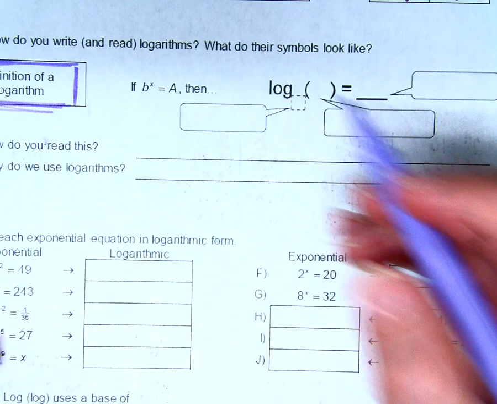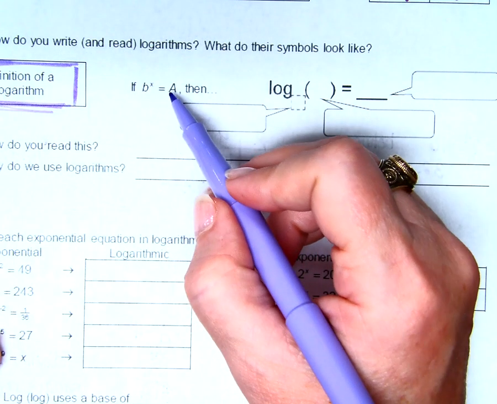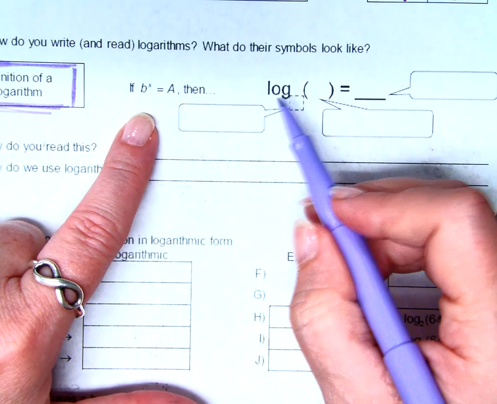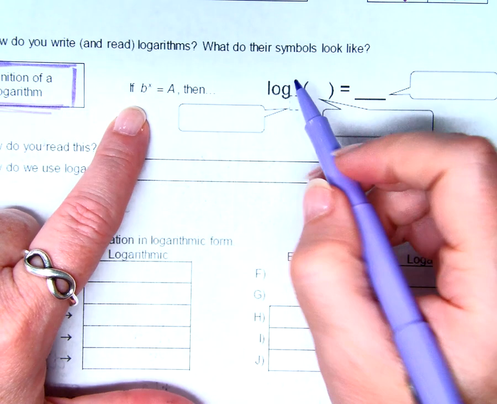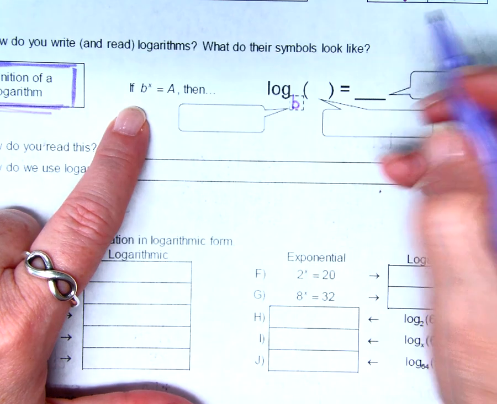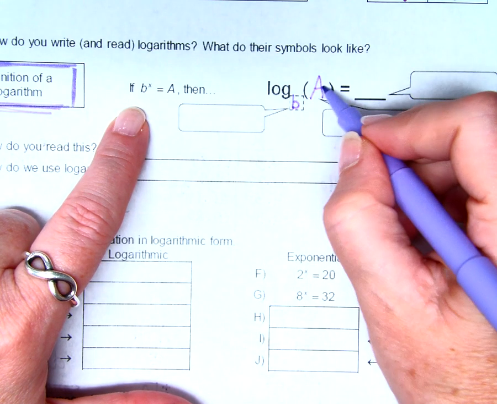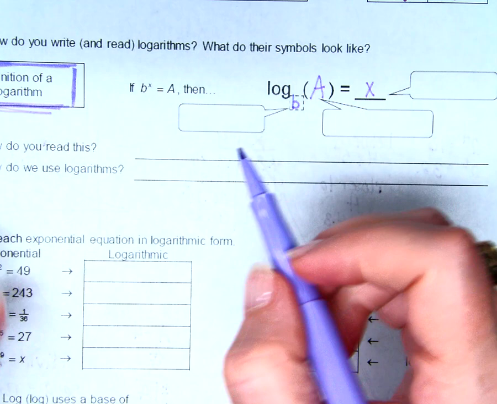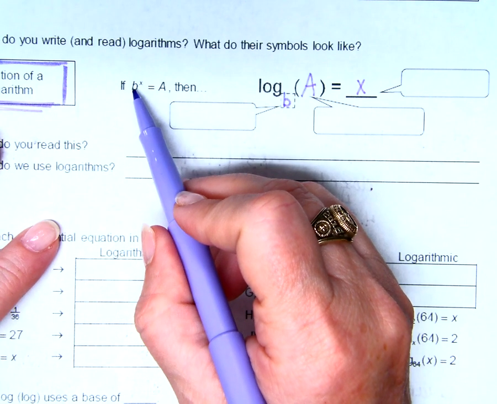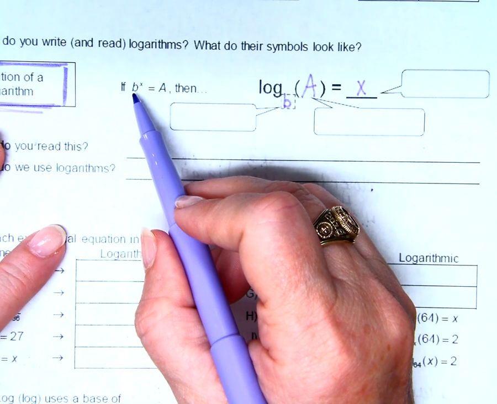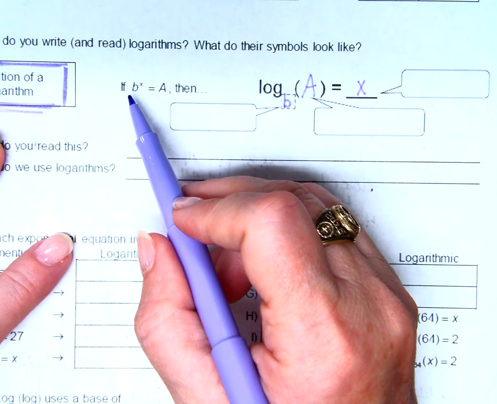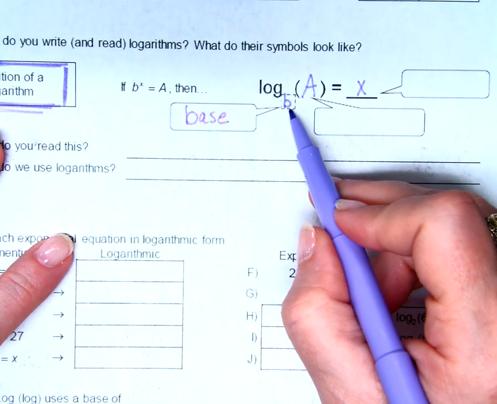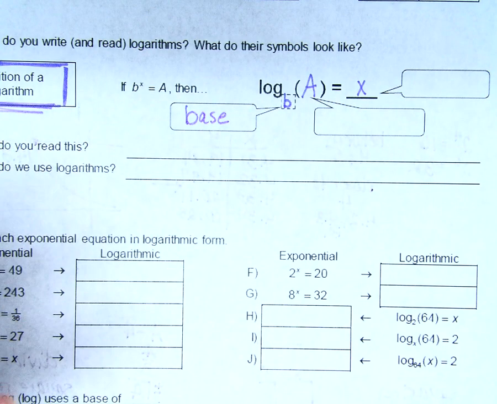Is that fair? If we have b to the x equal a, this is called exponential form. I need you to be able to write it in logarithmic form. So here's how it goes. Log base b of a equals x. Well, what's this called in exponent form? What's the b called? It's called the base, isn't it? It's the base of the exponent. Well, guess what it's called here? It's the base, and guess what letter we chose to represent it with? A b. Will that help you remember where it goes?